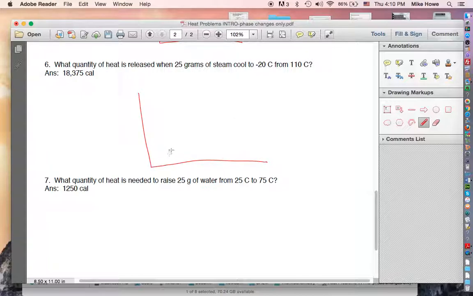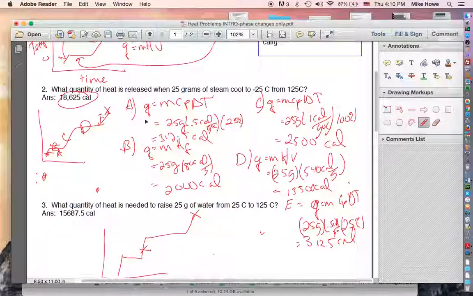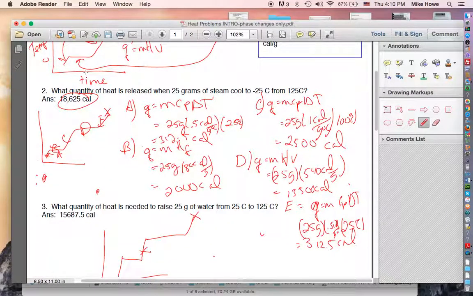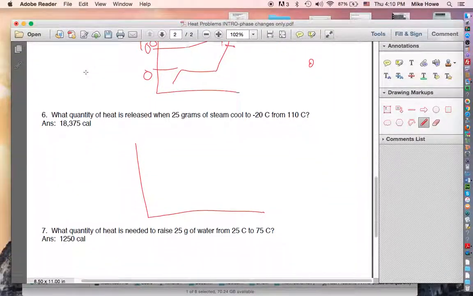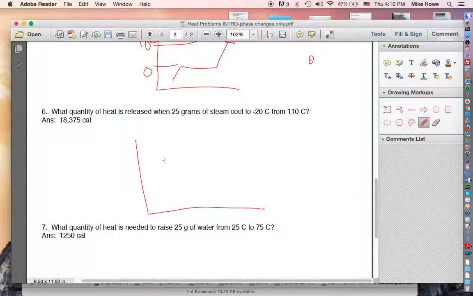So when I did the previous problem, I went from low to high, but you could have gone from high to low, and really technically you're going from high to low because energy is coming out. So we'll do this one from high to low. So this is your graph. You're starting up here above 100, so you're going to come down to 100, you come across, you go down to 0, you come across, and you go down to negative 20. So 110's up here somewhere, negative 20's down here. So you got 1, 2, 3, 4, 5 steps.